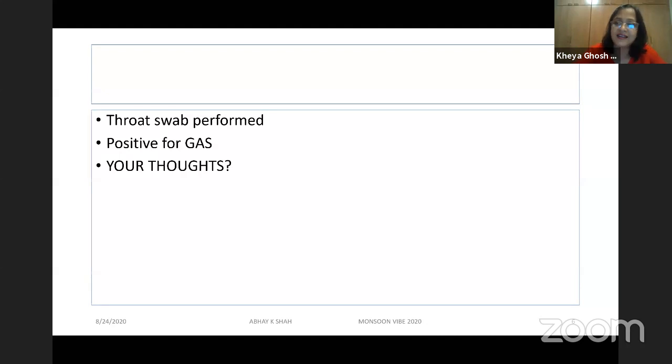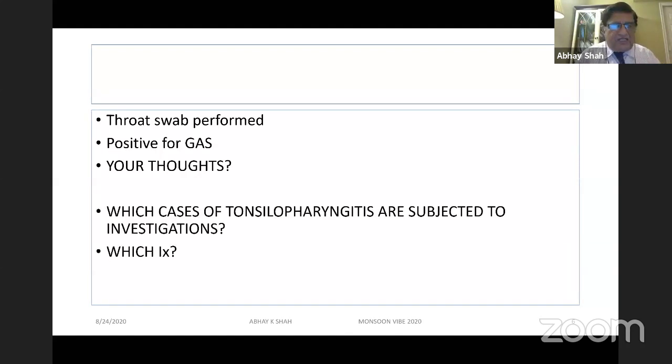So in that case, we can go for RDT also, just to see. Here the picture is very clear. There was no need to go for the throat swab, and even if the throat swab is positive for the GAS, it is a commensal and not a true infection. So we should not give it any attention. The child does not require any antibiotic, only symptomatic treatment. So which cases require investigation?